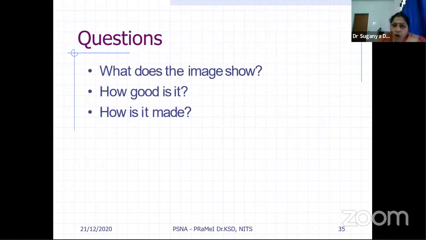These provide a valuable addition to radiologist imaging tools towards more reliable detection and diagnosis of diseases. So in all medical imaging systems, right from CT or X-ray or MRI or PET, SPECT, whatever it may be, we can ask these three questions. One is, what does the image show? Or any imaging modality, and how good is it? The next one is, how is it made? So these are the three questions we can ask for any imaging modality.